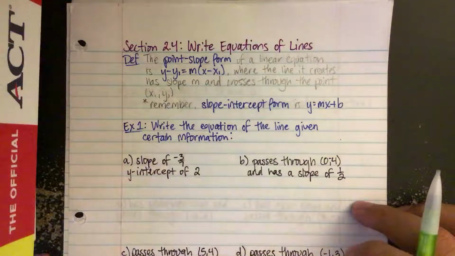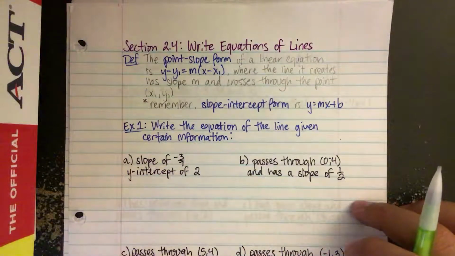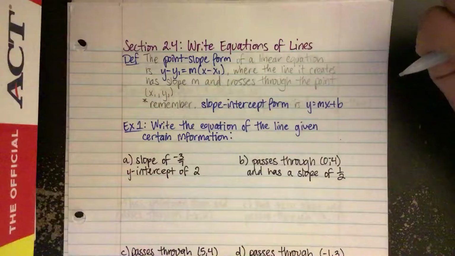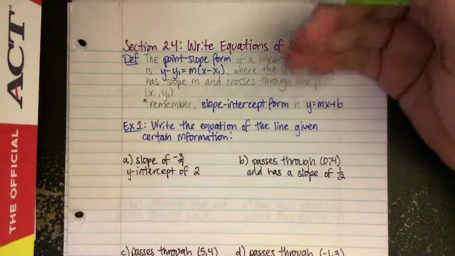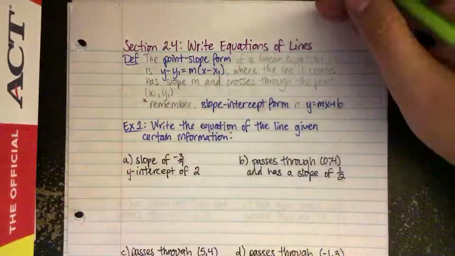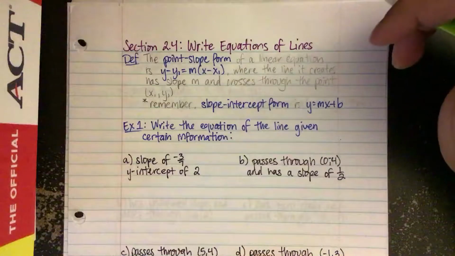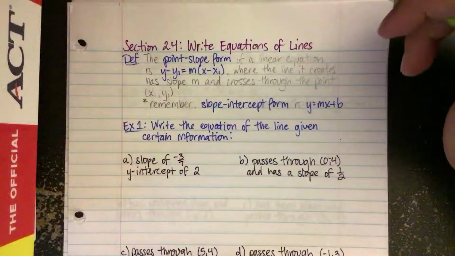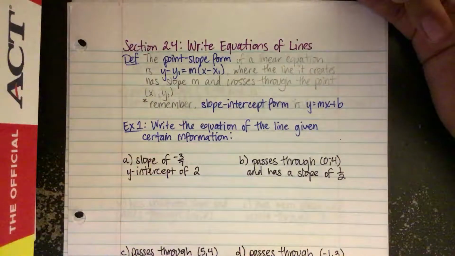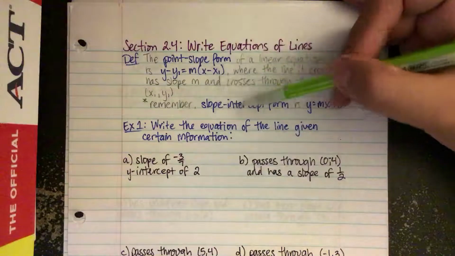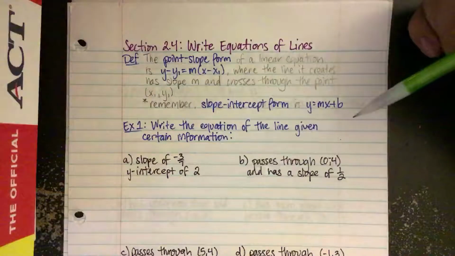All right, Algebra 2 students, here is section 2.4. We're looking at writing equations of lines, okay? So for 2.2 and 2.3, we've been focusing on slope and graphing these guys. Now we're going to focus on trying to find the equations of lines using the information that is provided to us, okay? Before we do that, we're going to need to refresh on two other forms aside from slope-intercept form that you're familiar with already.